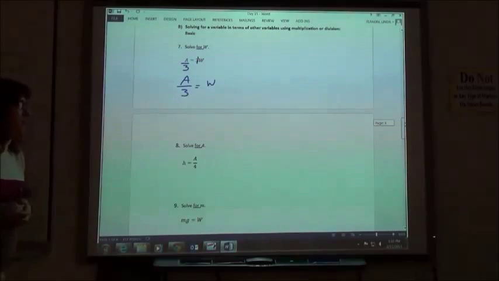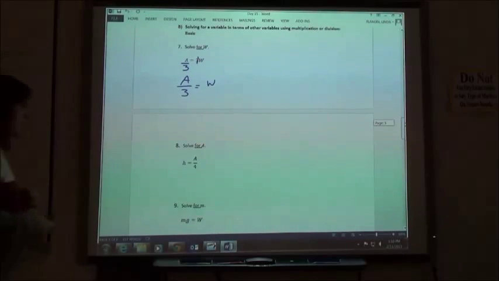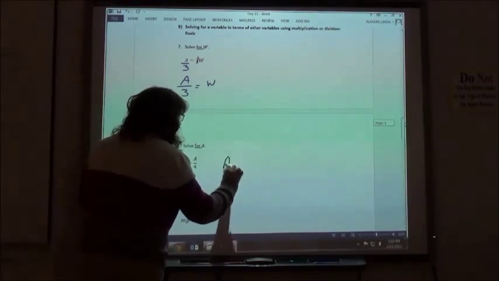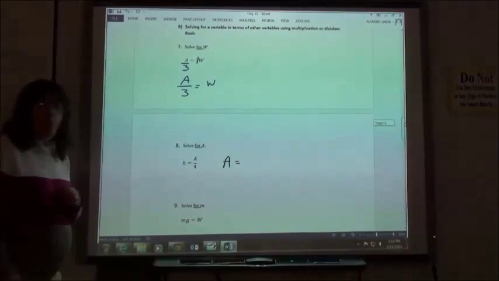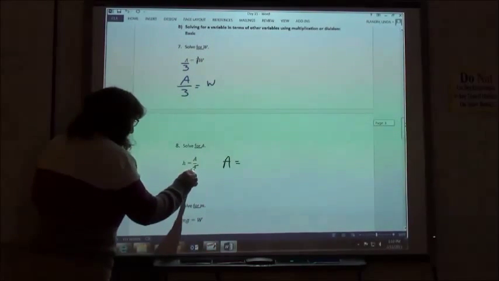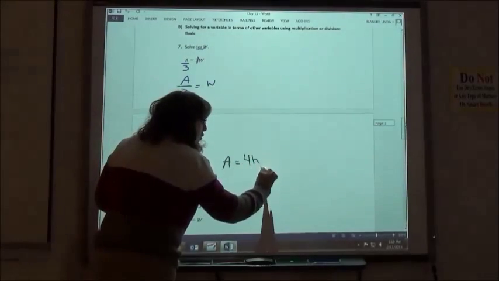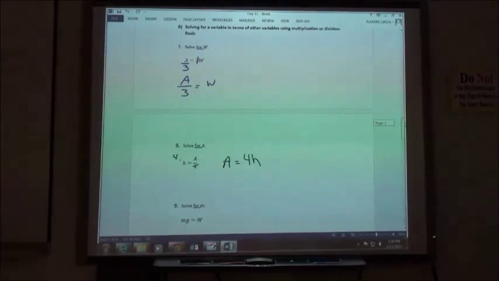I want to solve it for a, so what do I need to do? So you're going to go a equals h times 4. And how do you show h times 4 in algebra? 4 with just the h right behind it. Right. You don't need parentheses, right? 4h means 4 times h. We just put the number right in front of the letter.